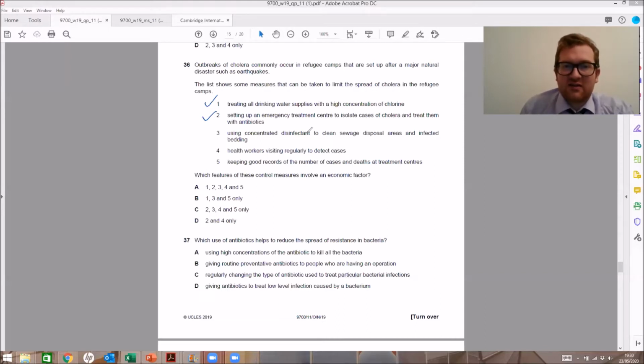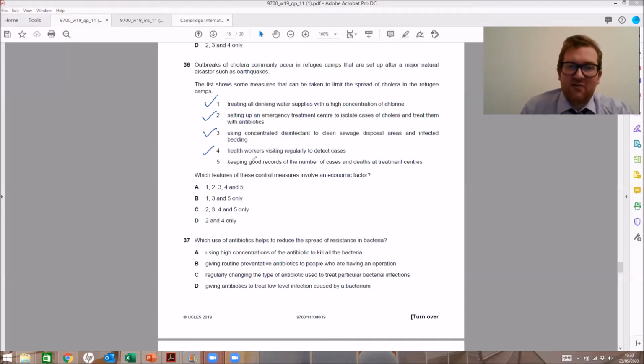Using concentrated disinfectant to clean sewage disposal areas and infected bedding. Okay, yes, this also is an economic factor. You need money to be able to purchase disinfectant, and then you've got the labor needed to clean these areas as well. Health workers visiting regularly to detect cases. Yes, this is also an economic factor. You must pay the healthcare workers to do this.